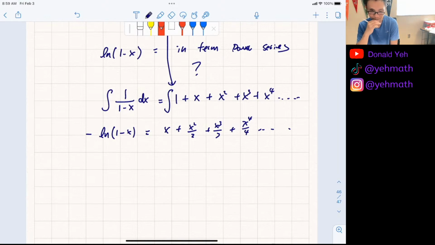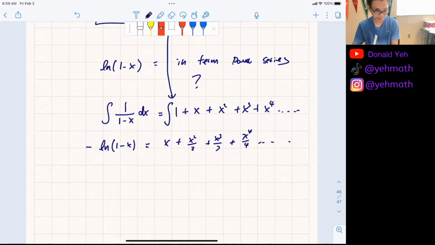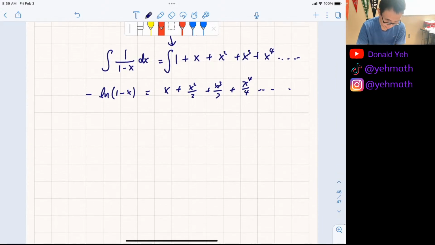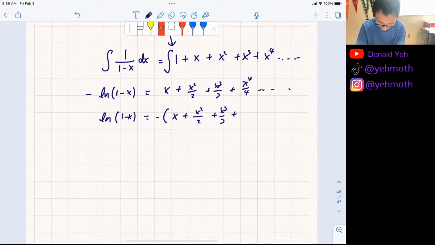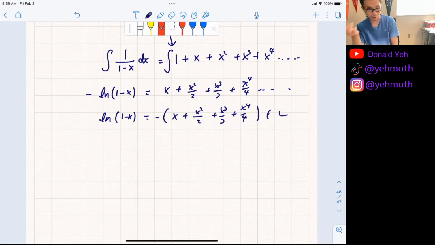The problem is I didn't want a negative version of this. I want a positive version. So the natural log of 1 minus x is equal to negative x plus x squared over 2 plus x cubed over 3 plus x to the fourth over 4, and then plus c. Because we integrate, you should get a plus c.